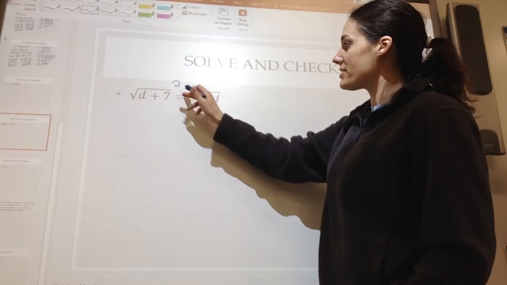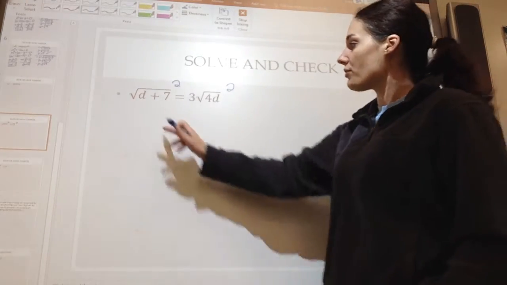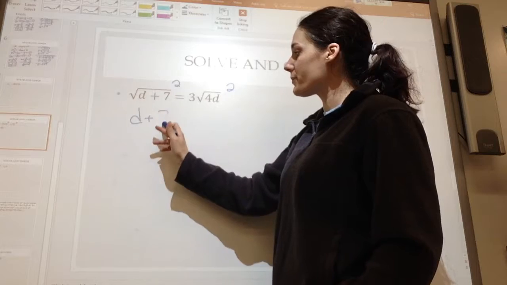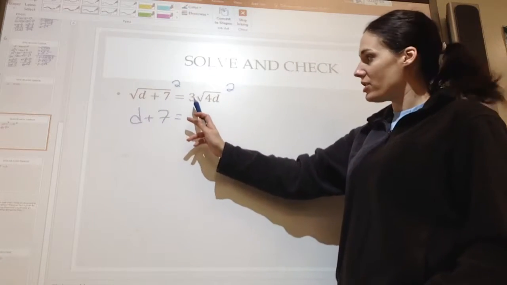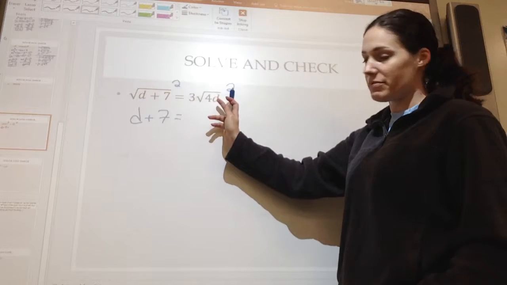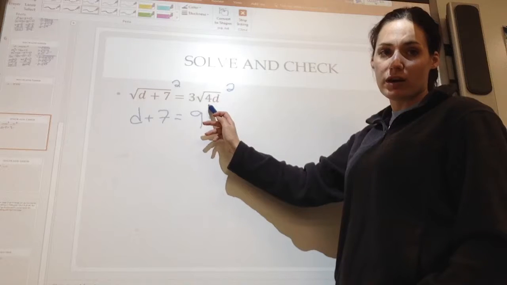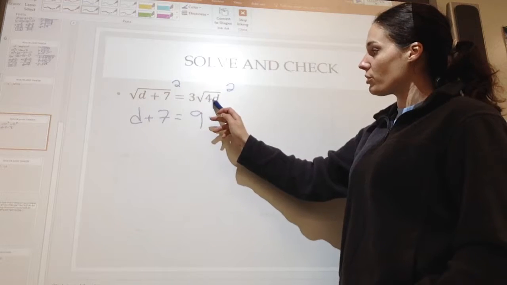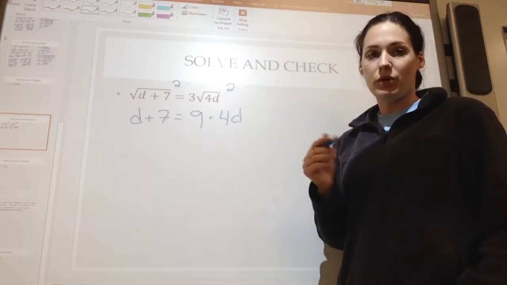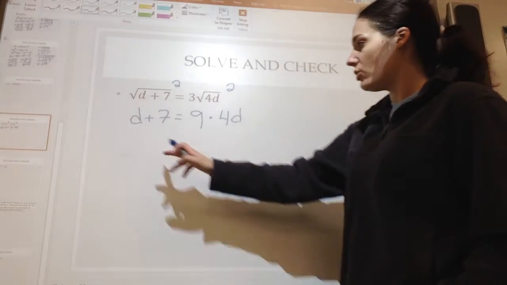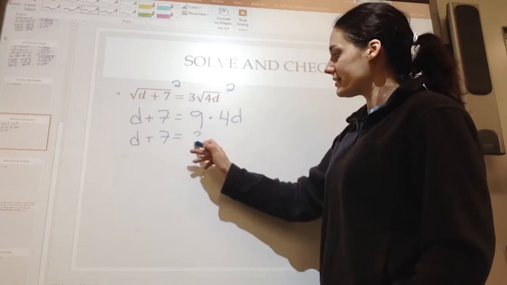So we're going to square this side, and we're going to square this side. We've got to get rid of those radicals. Over here it's easy. That's just d plus 7. But over here, you have to square both different parts of this. So the 3 is a number, that needs to be squared. 3 squared is 9. And then you also need to square the radical. So the square root of 4d squared is 4d. So you end up with 9 times 4d, which we're going to simplify down to 36d.